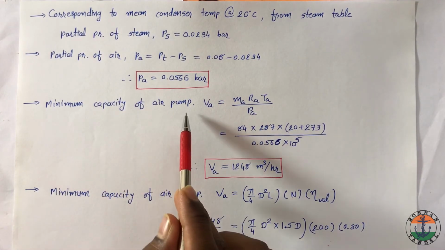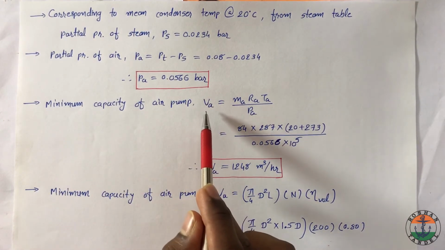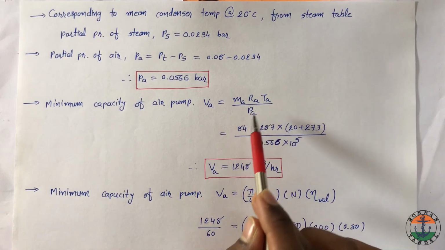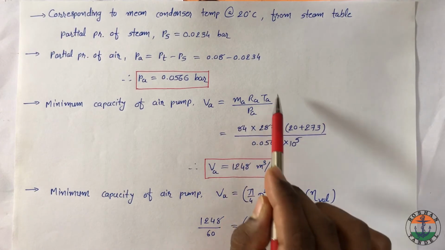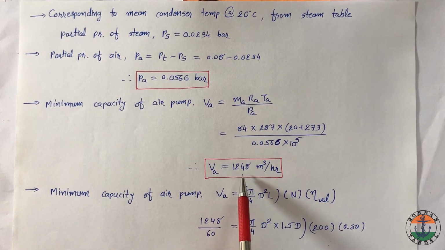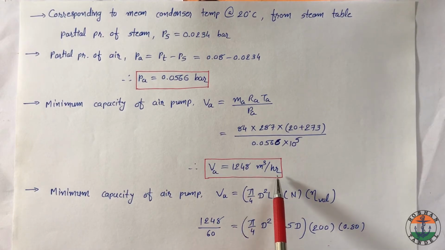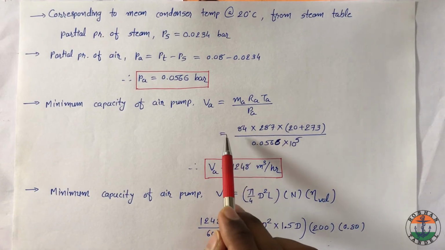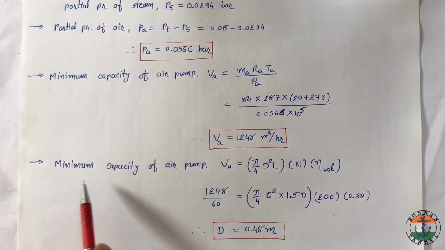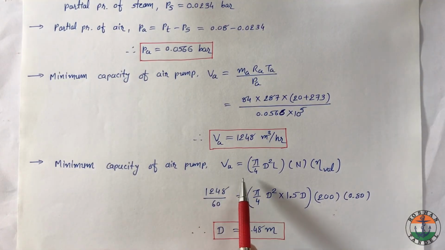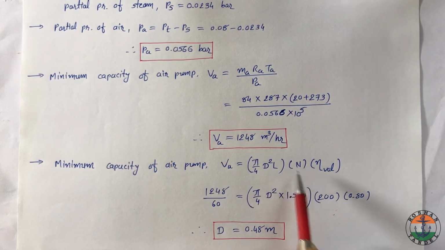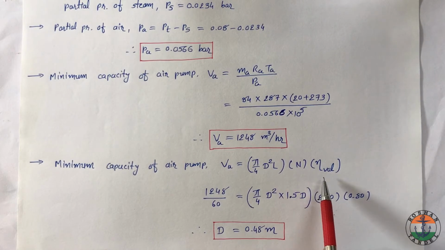Minimum capacity of air pump, VA, can be found by the ideal gas equation, m_a R T_a by P_a. Put the values of these parameters and find VA. The unit of VA will be meter cube per hour as the unit of MA is kg per hour. Now, this capacity of air pump is equal to pi by 4 D square L into RPM into volumetric efficiency.